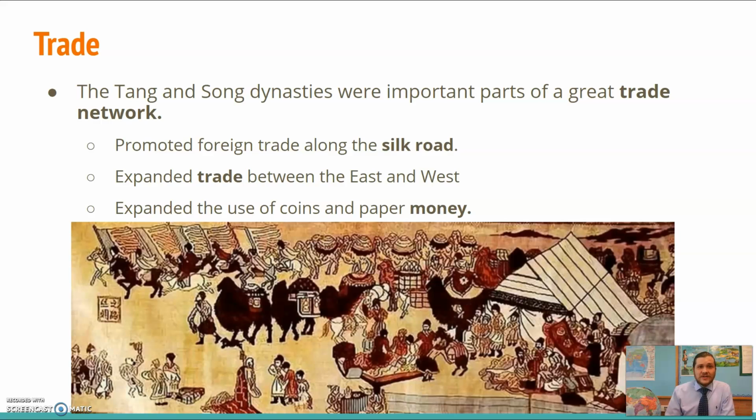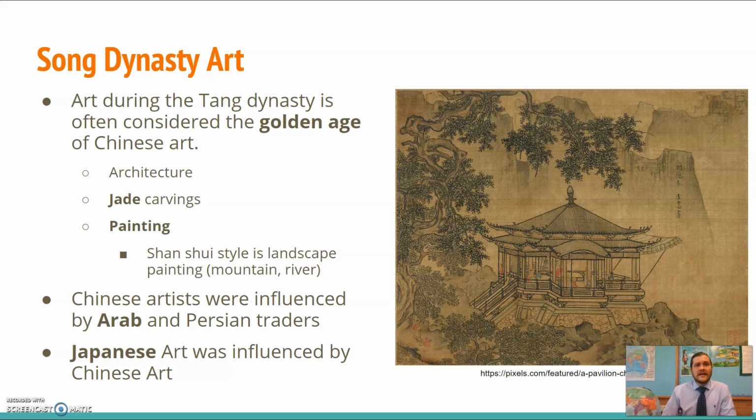And China was actually able to expand the use of coins and even created paper money, which was not common at the time. Because of all of that trade and the ideas spreading between cultures, art also was influenced. Art during the Tang Dynasty is often considered the golden age of Chinese art. It had great advances in architecture, carvings, and painting.